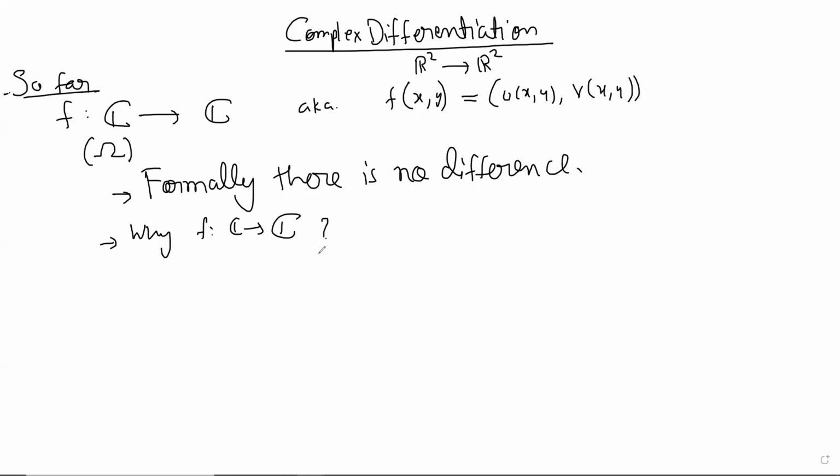No, yeah, i squared is equal to -1. That's right. But my point is that as a function, right? As a function, you can just view it like this. Right? Then why do we say functions from C to C? Why do we need to do that?